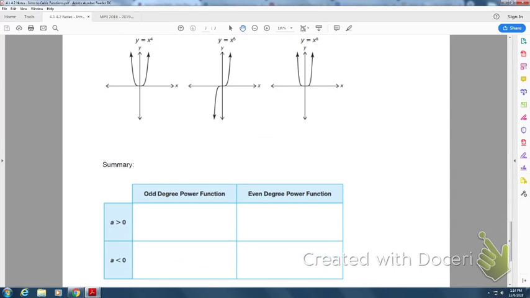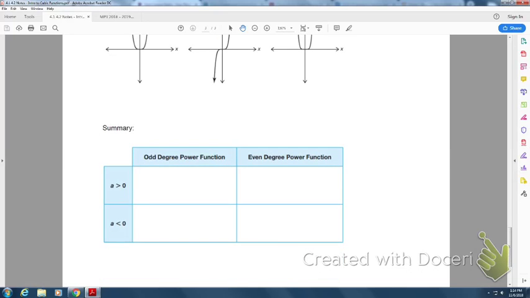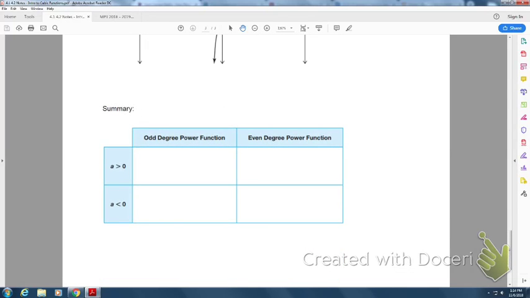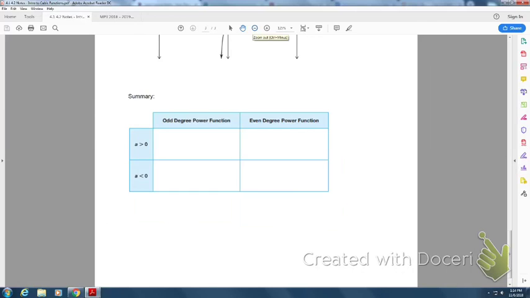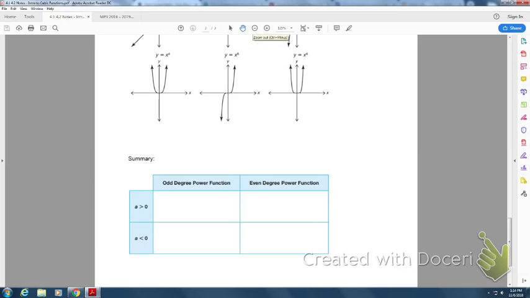Now down here at the bottom, we're going to fill this in. Zoom out a bit. Okay, we're going to fill this table in.